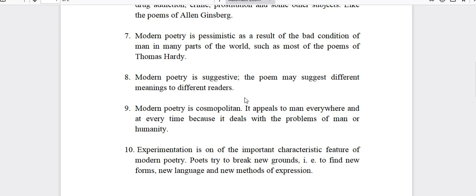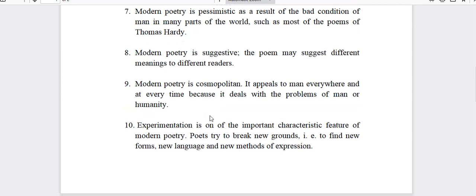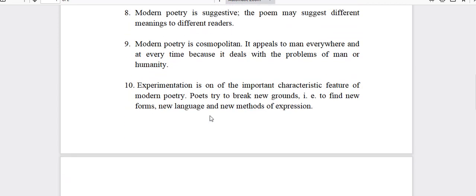Modern poetry is suggestive. The poem may suggest different meanings to different readers. Modern poetry is cosmopolitan. It appeals to man everywhere and at every time because it deals with the problems of man or humanity. Experimentation is one of the important characteristic features of modern poetry. Poets try to break new ground, to find new forms, new language, and new methods of expression.